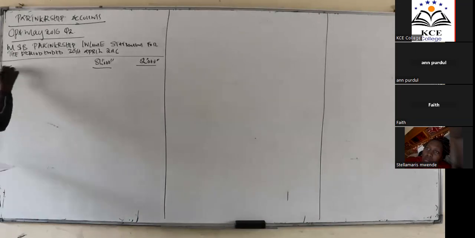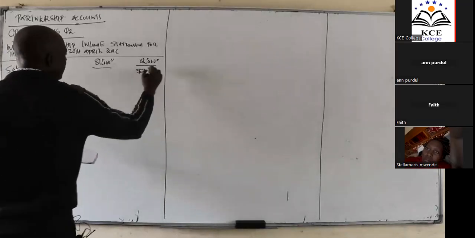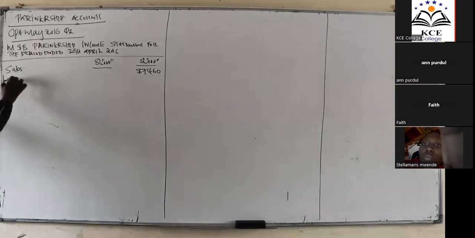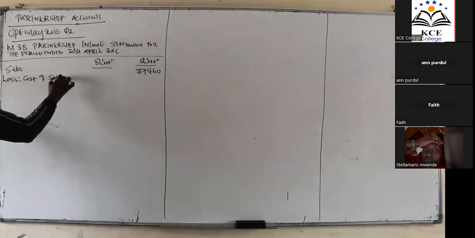So you start with the sales figure. What is the value of sales from the trial balance? You take the sales figure. The sales figure is 87,460. And then you check whether we have return inwards or what we call the sales return. So you go through the entire thing to see whether we have return inwards. I can only see carriage inwards. So we don't have return inwards or sales return. Then here you less cost of sales.